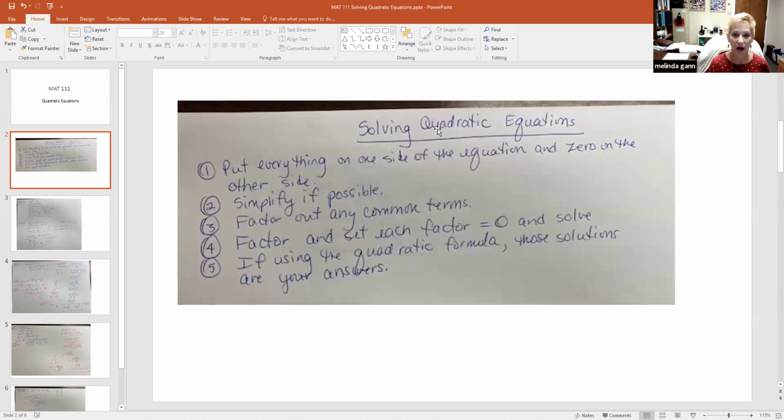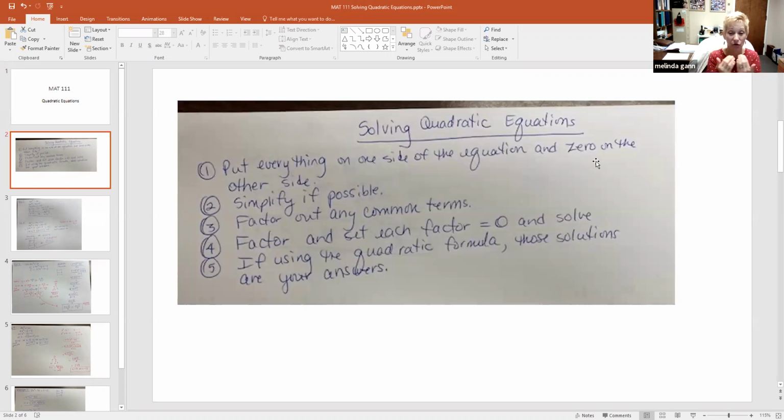If you want to solve quadratic equations, the first thing you do is put everything on one side of the equation and have 0 on the other side. We talked about that on Monday. Now, sometimes when you start moving things around, you can simplify a little bit. You might be able to combine some numbers or combine some variables. So that's why it says simplify if possible.